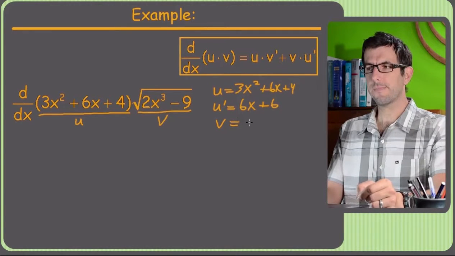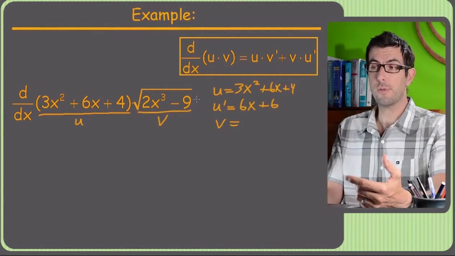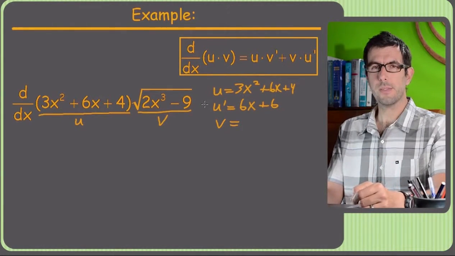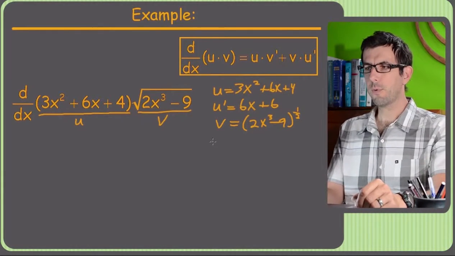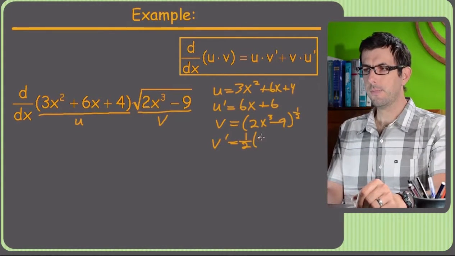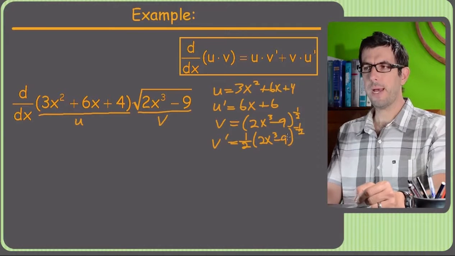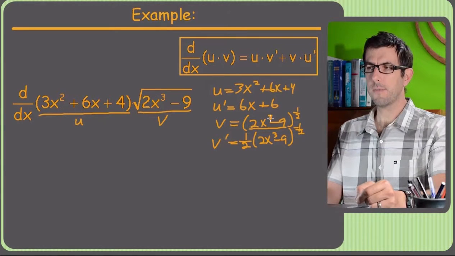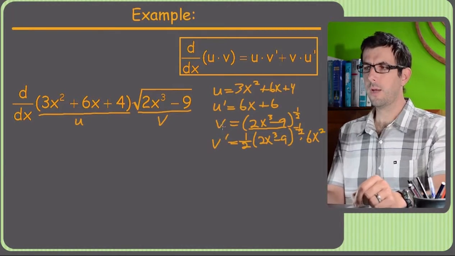Now I am going to write this as a power, because the key to taking the derivatives of root expressions is to turn it into an exponent. So we're going to write that as parentheses 2x cubed minus 9 to the 1/2 power, which means that when we find v prime, it'll be just a simple power rule. Take the 1/2 old power times 2x cubed minus 9 to the negative 1/2. And now we've got to multiply that by the derivative of what's inside the power rule, the base, which is derivative of 2x cubed, which is 6x. All right, hopefully that didn't run off the page for you.